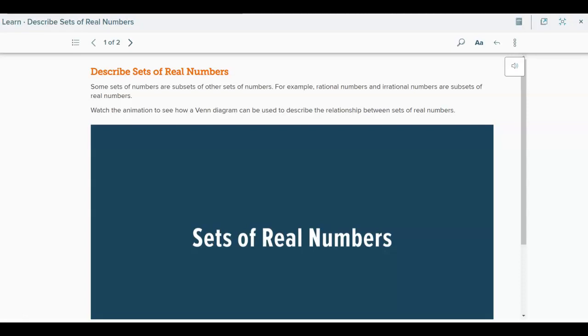We are going to finish up this section on real numbers by looking at and talking about sets of real numbers. So some sets of numbers are subsets of other sets of numbers. For example, rational numbers and irrational numbers are subsets of real numbers. Watch this video, and as you watch, you are going to follow along on page 96 in your workbook.